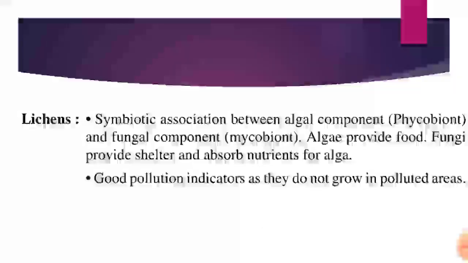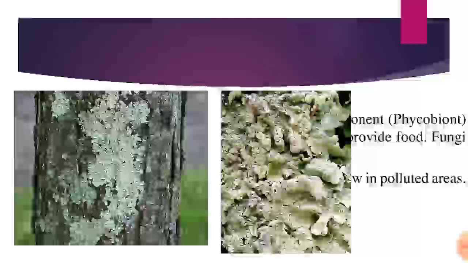Lichens. This is the symbiotic association between algal component, the phycobiont, and fungal component, the mycobiont. Algae provide food, and fungi provide shelter and absorb nutrients for the alga. These are good pollution indicators as they do not grow in polluted areas. Here, growing on the tree is the lichen.